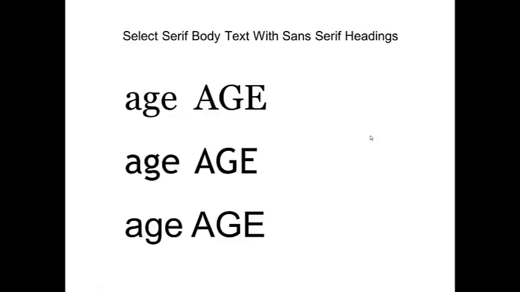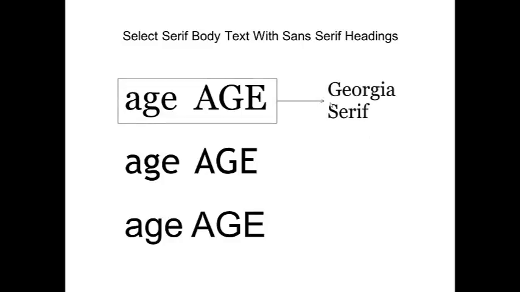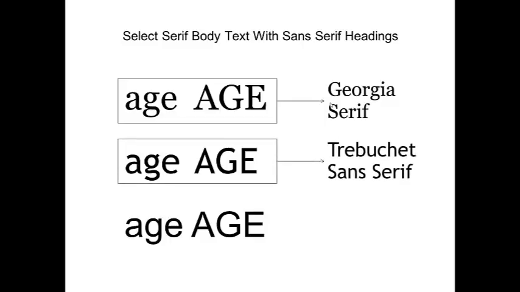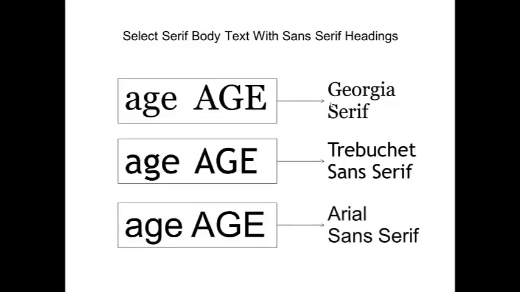what we have to do now is decide which serif font to use and which sans serif font to use. Once you have decided on a serif font, then a way to select the right sans serif font is by looking at the letter H in both uppercase and lowercase. Now I've selected here a Georgia serif. I've selected a Trebuchet sans serif, and as an example I've also put in an Arial.